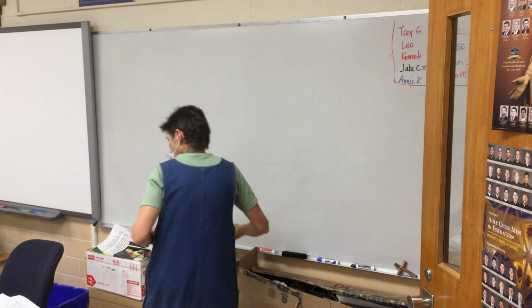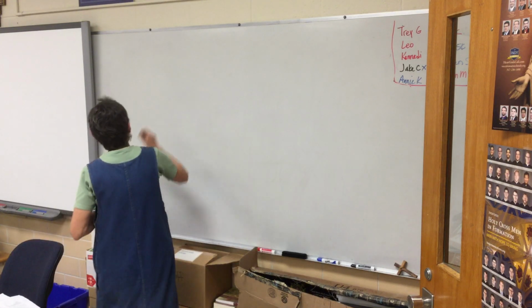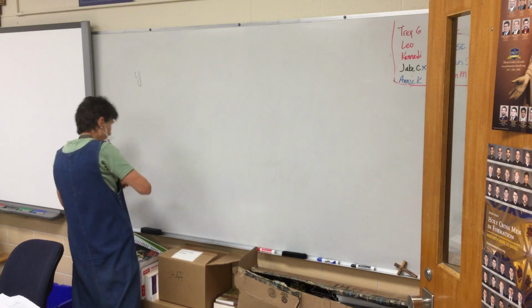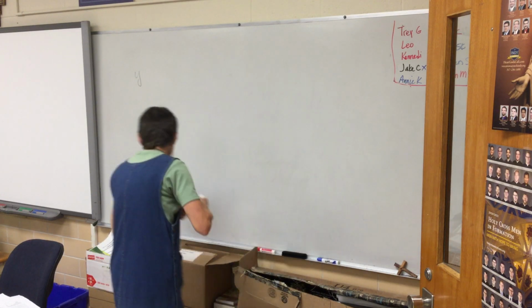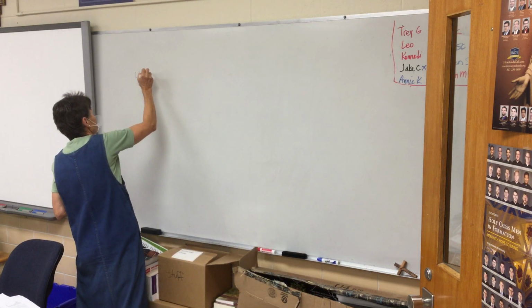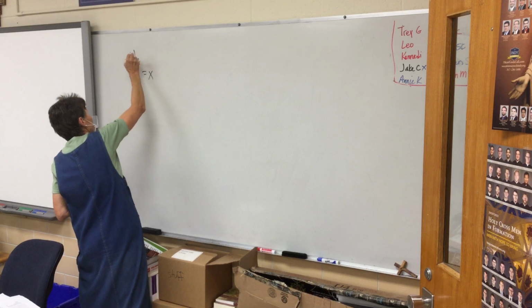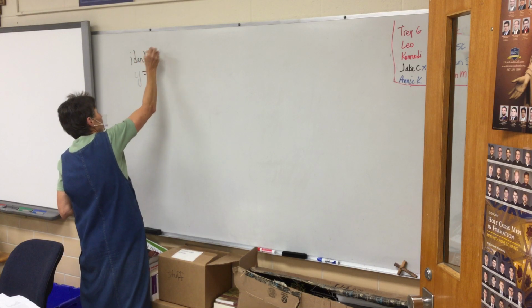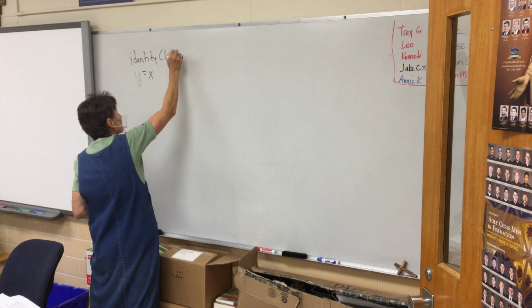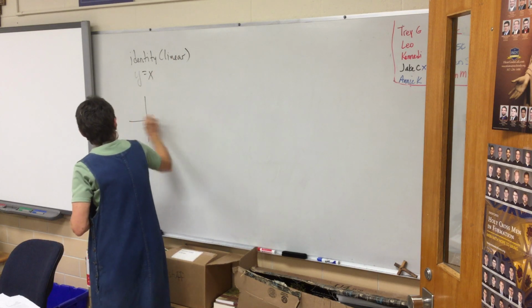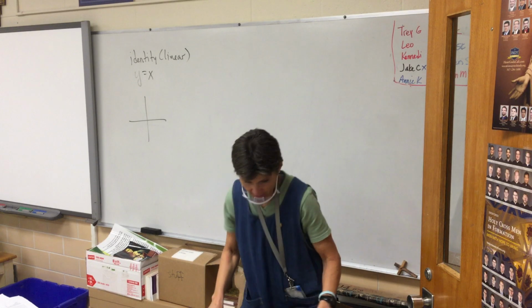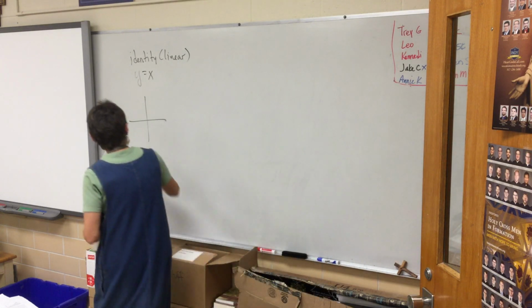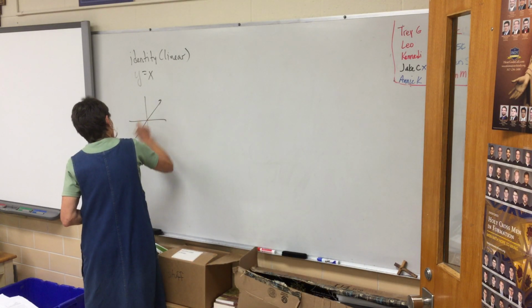All right, so quick recap. The one we learned yesterday, that was your identity function or linear function. Remember, you can call it either one. So either identity or linear. Its equation is y equals x. And what does it look like? What's its shape? Just a line, right through the origin, just like that.